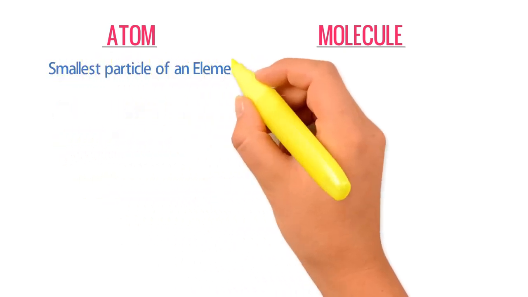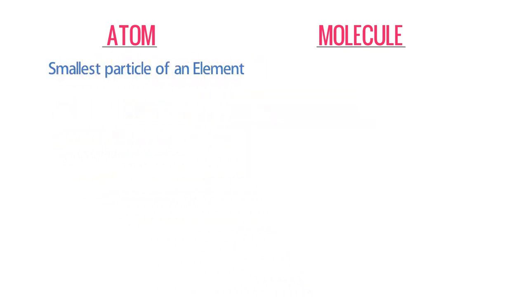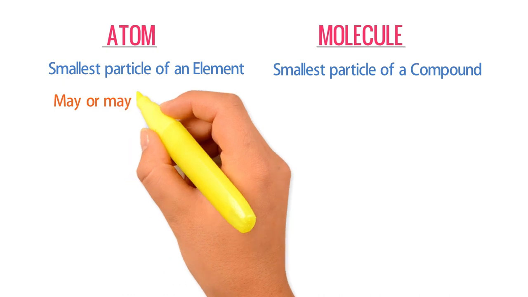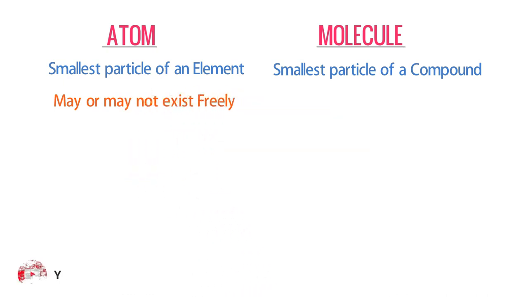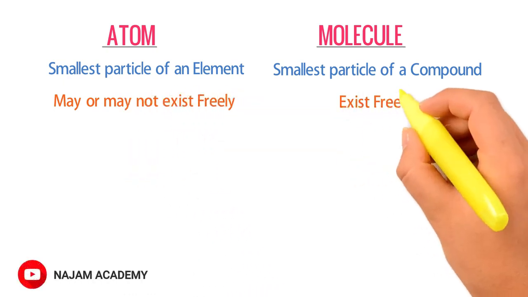Finally, let me teach you the difference between an atom and a molecule. Well, an atom is the smallest particle of an element. A molecule is the smallest particle of a compound. An atom may or may not exist in free state. A molecule exists in free state.